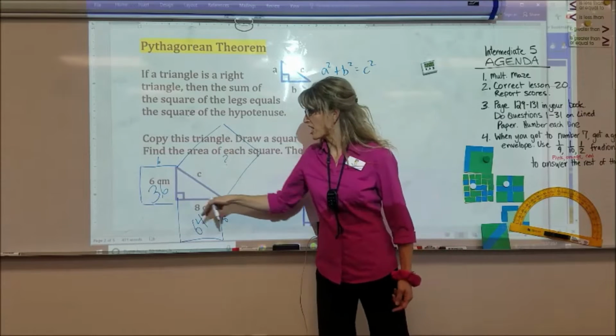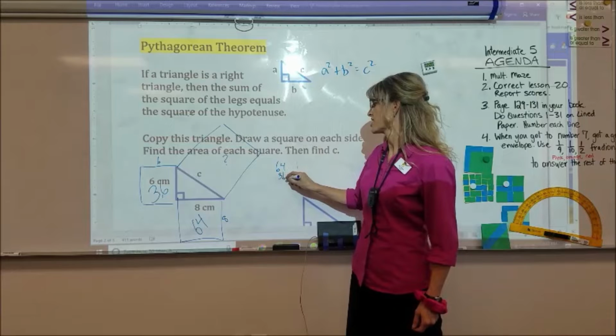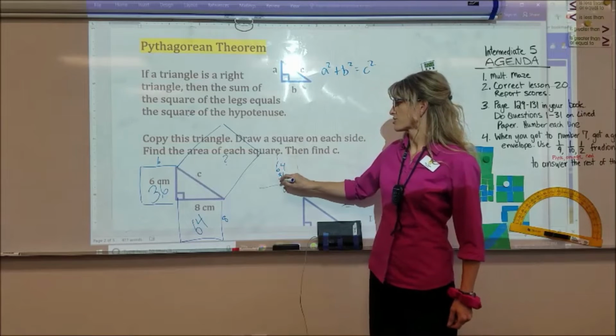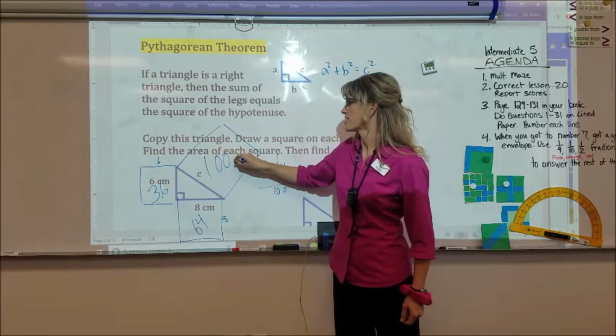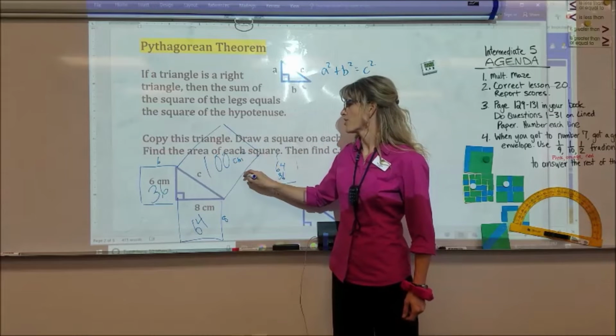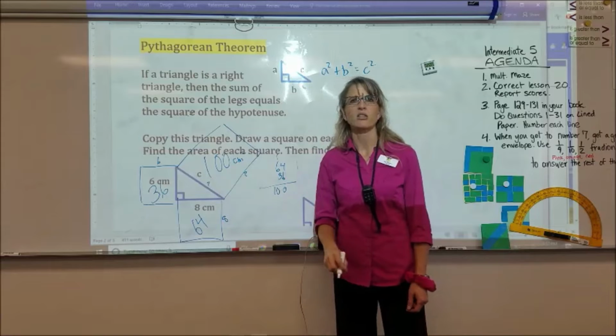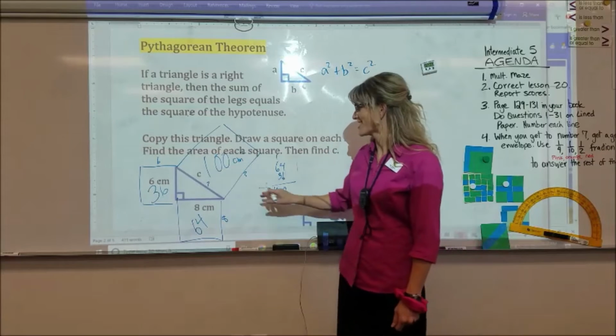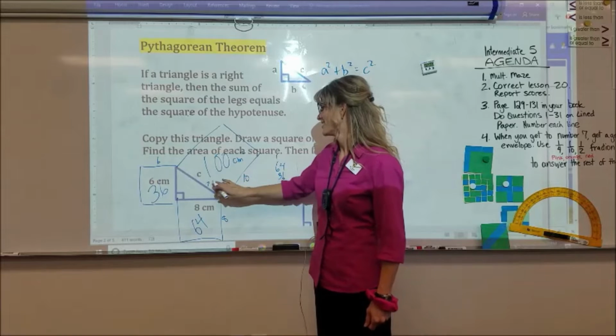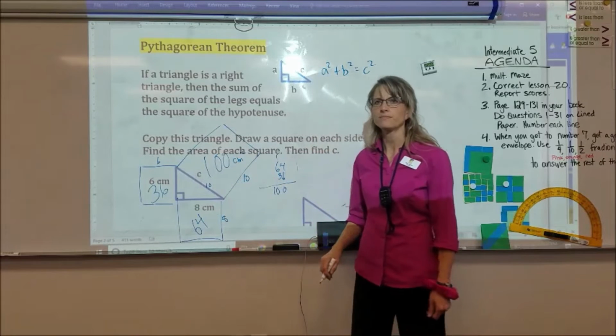Well, the theorem says add them together. So let's add 64 plus 36. 4 plus 6 is 10. 6 plus 3 is 9, plus 1 is 10. So I've got 100 centimeters squared. Therefore, what would my side length be? Colin? 10. He says 10. How did you get 10? Because the square root of 100 is 10.